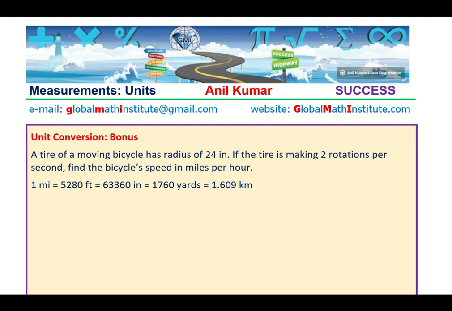The application question here is: a tire of a moving bicycle has a radius of 24 inches. If the tire is making 2 rotations per second, find the bicycle speed in miles per hour. We are given the conversion factors. 1 mile is 5280 feet, 63,360 inches, 1760 yards, and 1.609 kilometers. I will treat this as a test question for you. Perfect. So we'll get back to the solution of this in the next video.